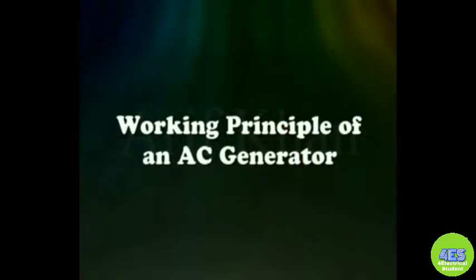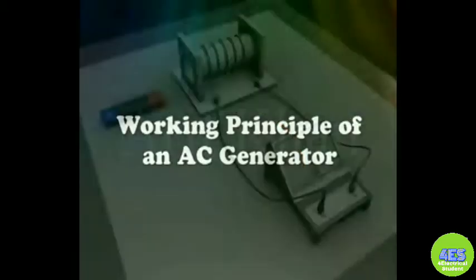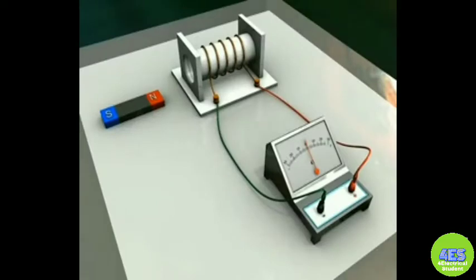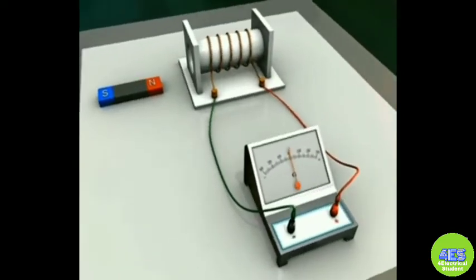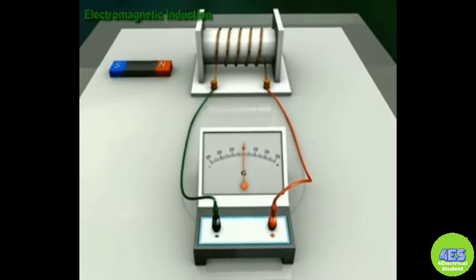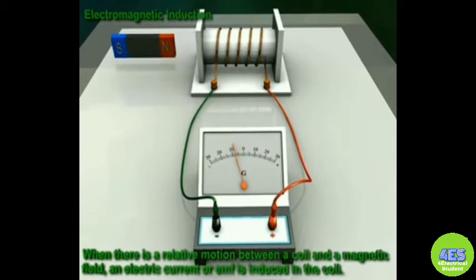Working principle of an AC generator. An AC generator works on the principle of electromagnetic induction. In electromagnetic induction, when there is a relative motion between a coil and the magnetic field, an electric current or EMF is induced in the coil.